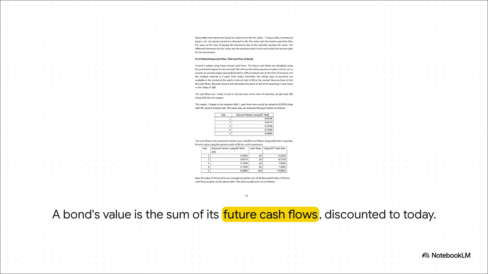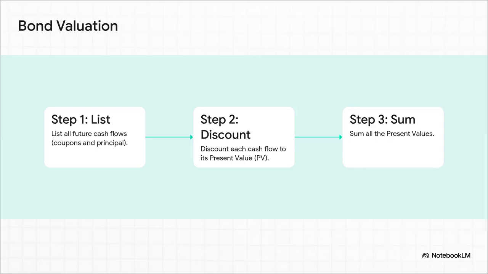To find its price today, we can't just add those up. We have to discount each of those future payments to figure out what they're worth in today's money. And that's the core of how you value a bond. So it boils down to a pretty simple three-step process.